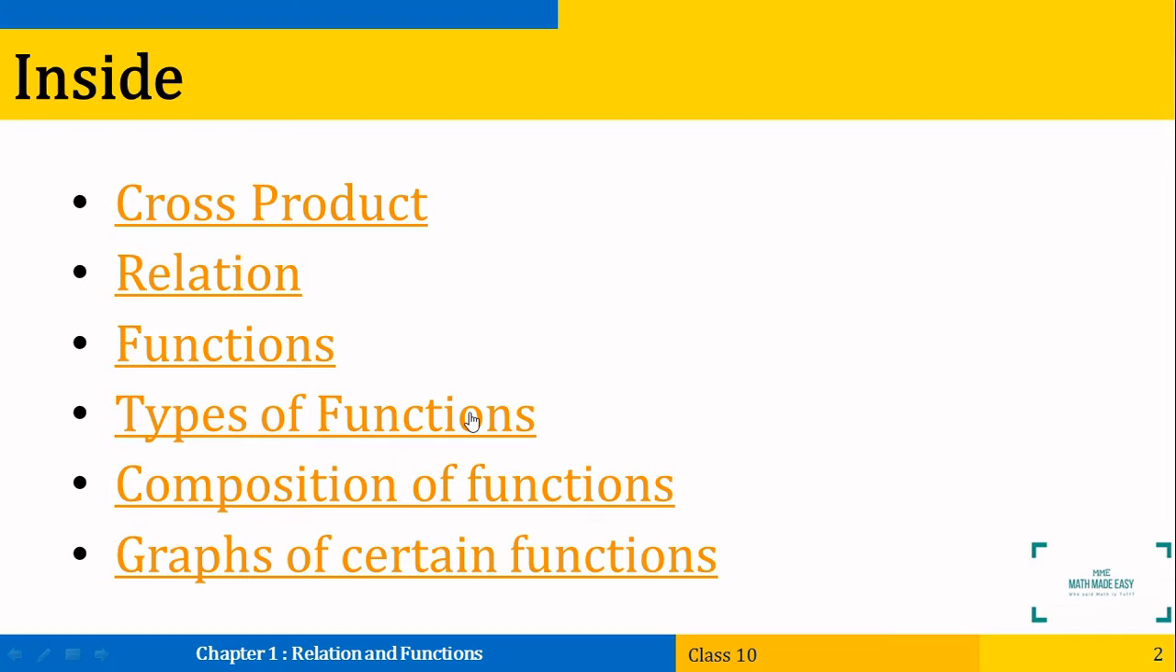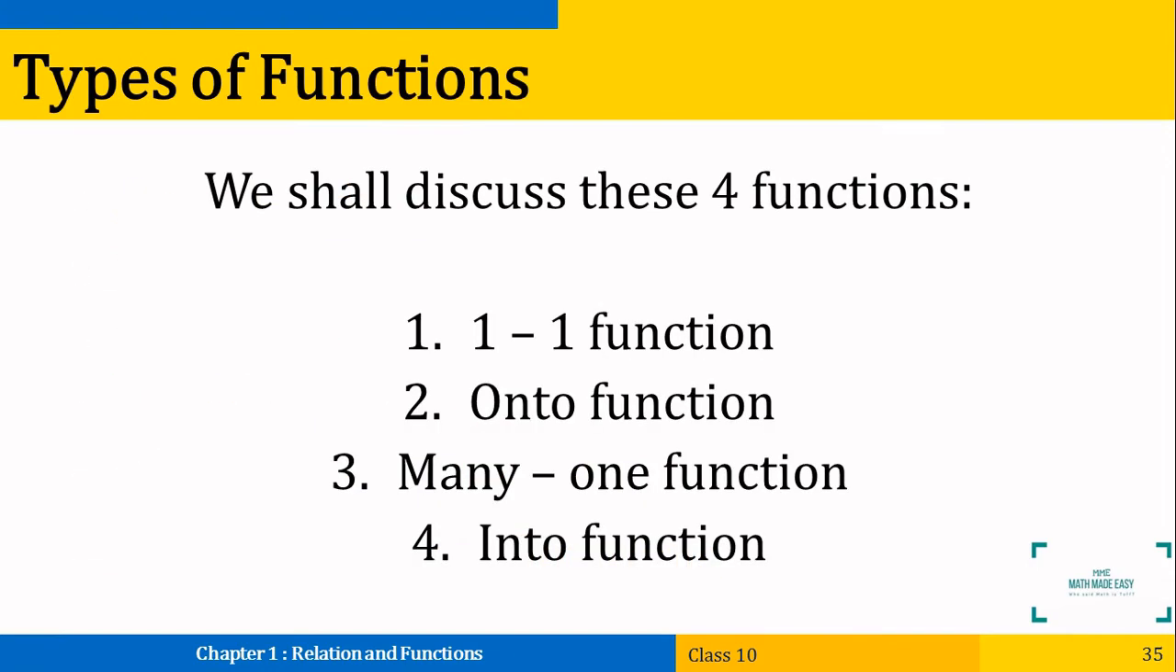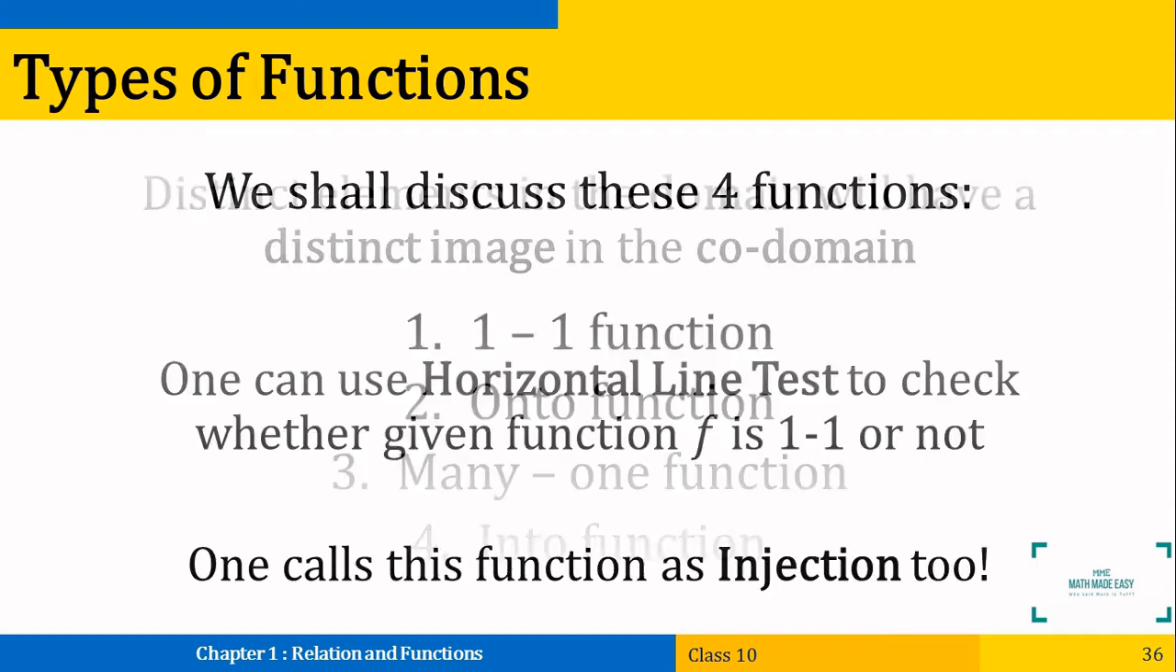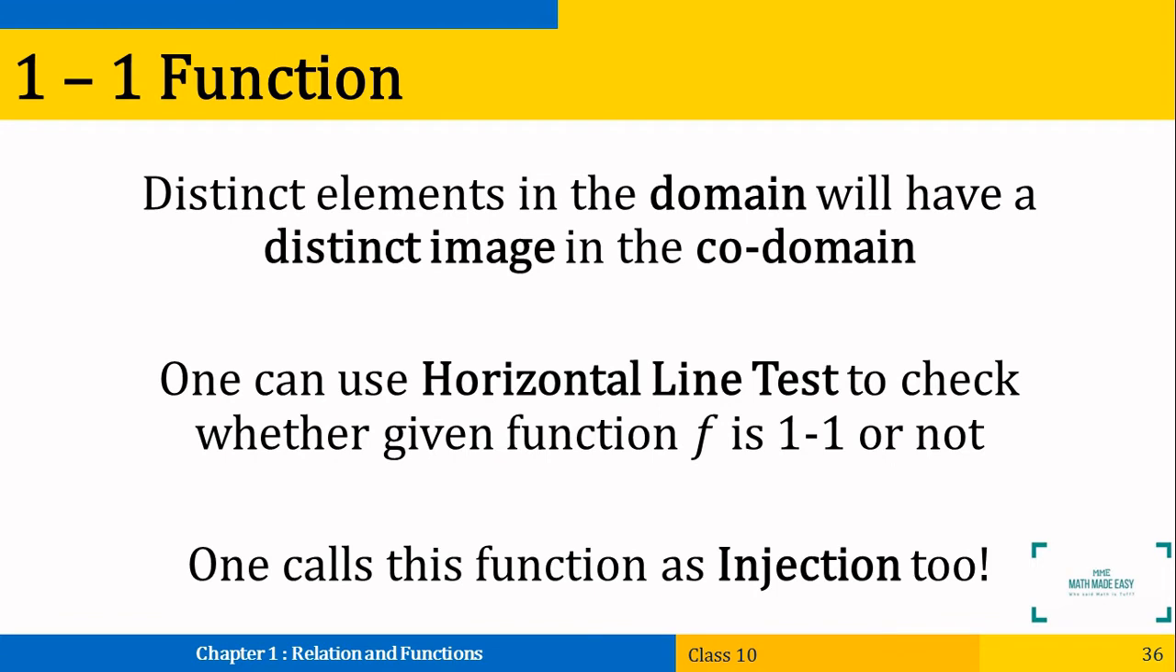Right, so we'll move on to types of functions. A function is nothing but a special relation where each element in the domain has only one mapping to the codomain, and we'll see some of the special types of functions here. There are mostly spoken functions like one-to-one function, onto function, many-to-one function, and into function, and we'll discuss each of them. When distinct elements in the domain have distinct images in the codomain, that's actually a one-to-one function.